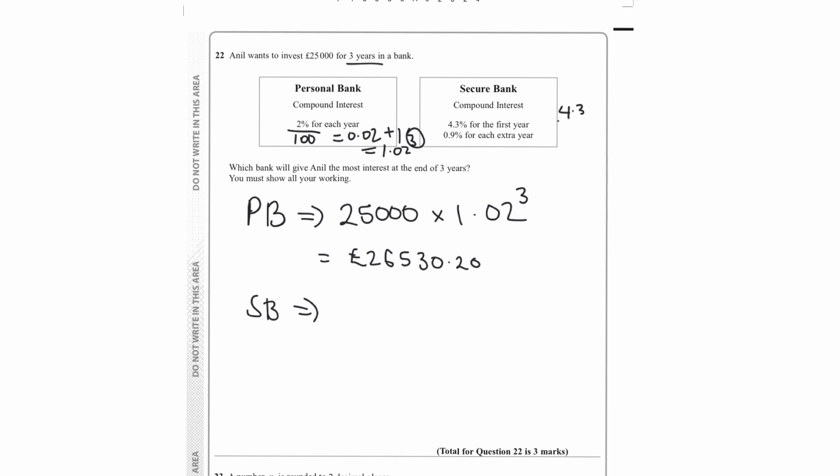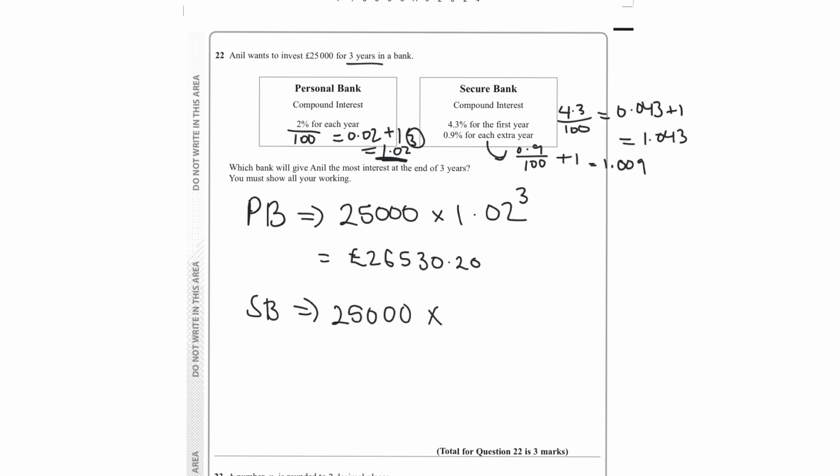And then for secure bank, he initially for the first year has a rate of 4.3%. So we'll work out the rate as a 1 point something for the first year. So that'll be 4.3 divided by 100, which would be 0.043, add 1, which would be 1.043. And then for the rest of the years, it would be 0.9 divided by 100, add 1, which would be 1.009. So then you would still have your initial, which is 25,000.